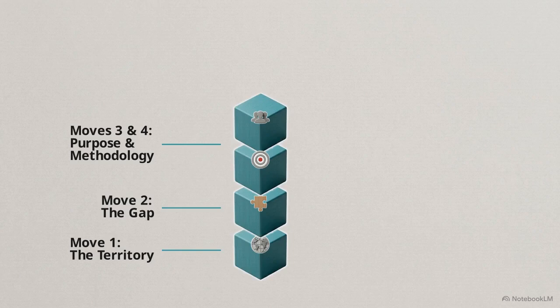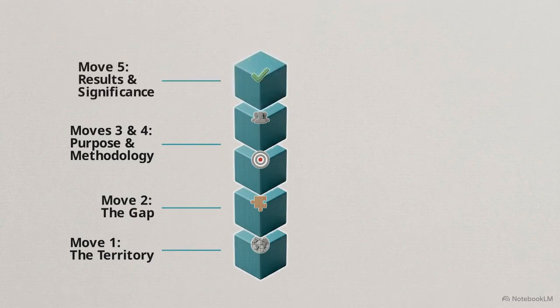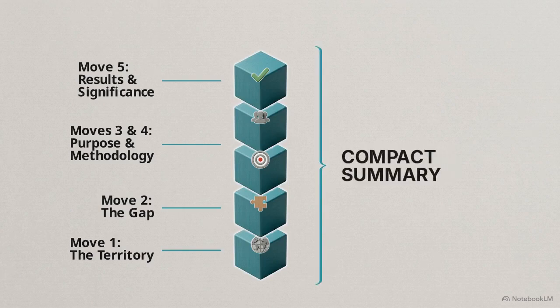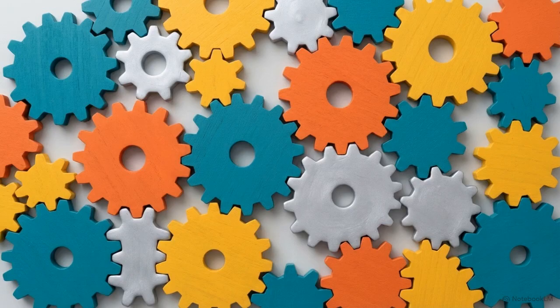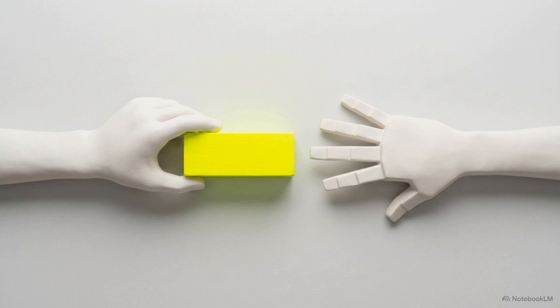Then we hit Moves 3 and 4, purpose and methodology. We avoid granular details and quickly outline who participated, 12 second-year university students, and the analytical approach we used, such as quantitative analysis. Finally, we lock in Move 5, results and significance. This is the final hook. We report the key finding, that the comments did affect writing quality, and state exactly why this new technology matters to educators. When assembled correctly, this 5-move abstract operates as a highly compressed machine. It successfully sells the study's relevance to the reader without wasting a single word.